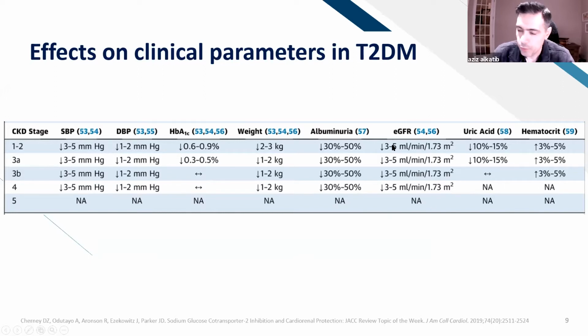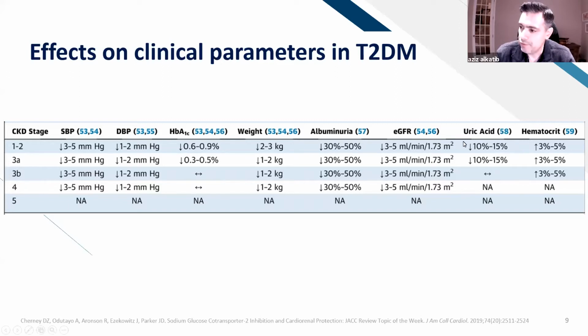Note here that when you start these medications, there is a temporary reduction in the GFR. I'll discuss more of that later. But know that the SGLT-2 inhibitors have renal protective benefits and are in fact indicated to prevent CKD progression.